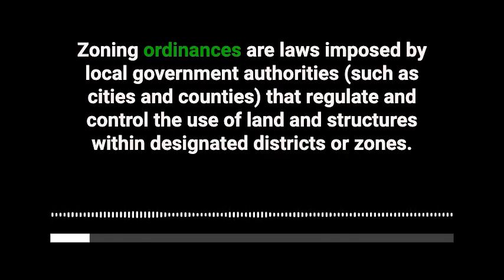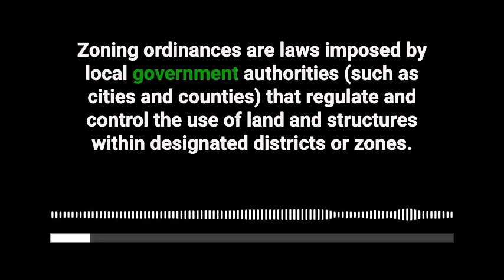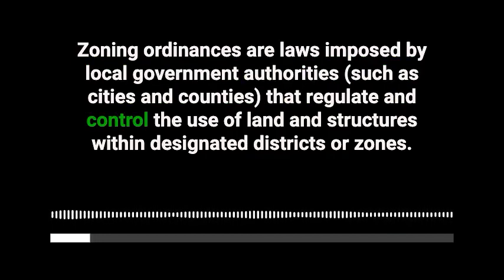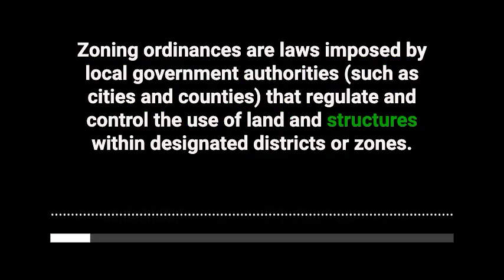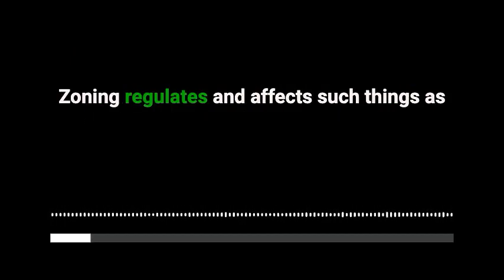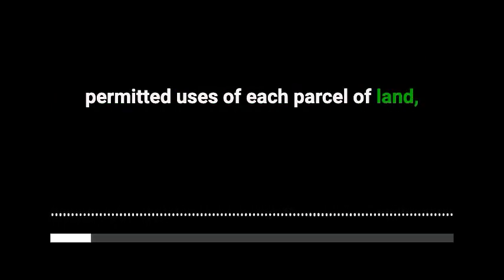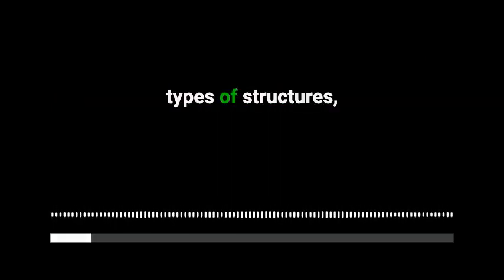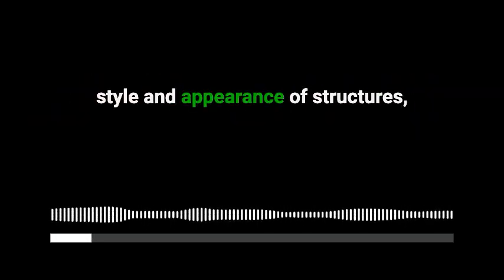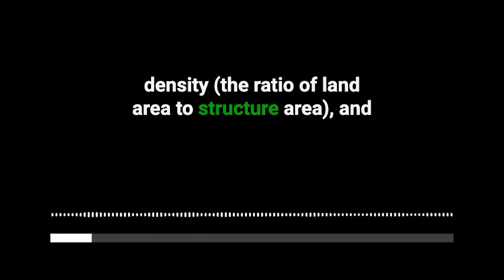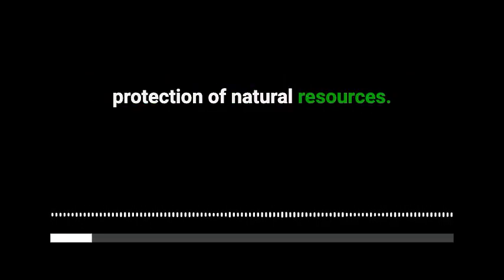Zoning ordinances are laws imposed by local government authorities that regulate and control the use of land and structures within designated districts or zones. Zoning regulates and affects such things as permitted uses of each parcel of land, lot sizes, types of structures, building heights, setbacks, style and appearance of structures, density, and protection of natural resources.